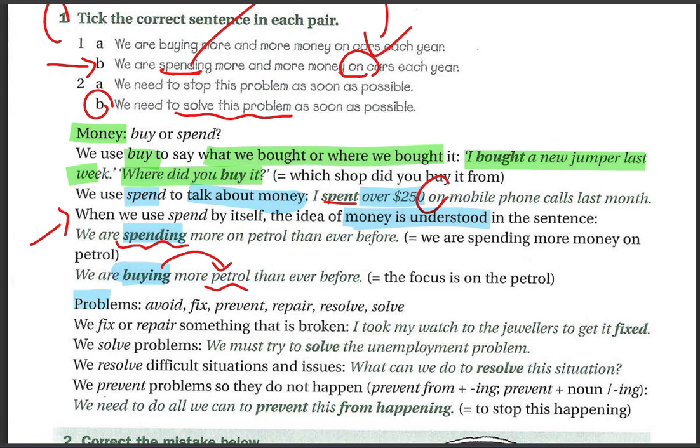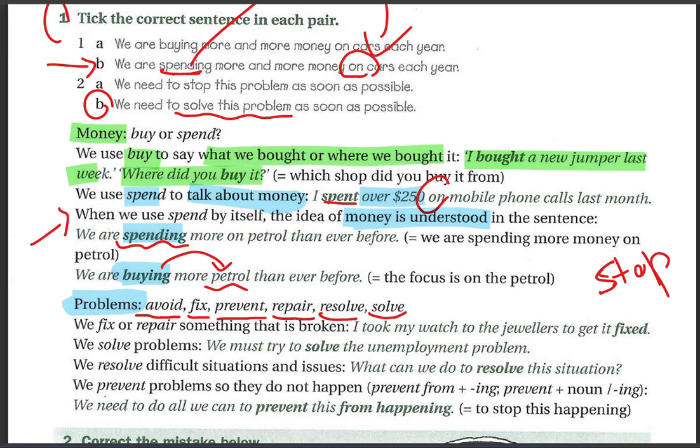And how about problems? What should we do with problems? In the question, we saw that we cannot stop a problem, yes? So let's see which verbs can we use with problems. You can avoid a problem, you can fix, you can prevent, repair, resolve, and solve a problem. Let's see how to use them.